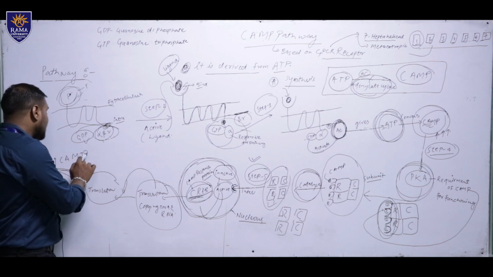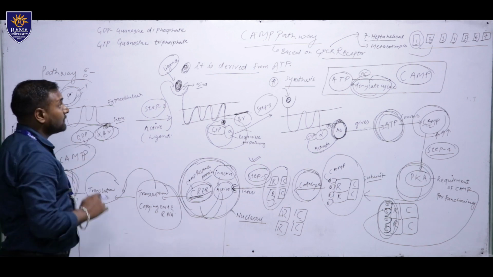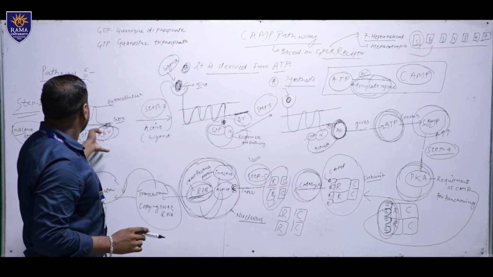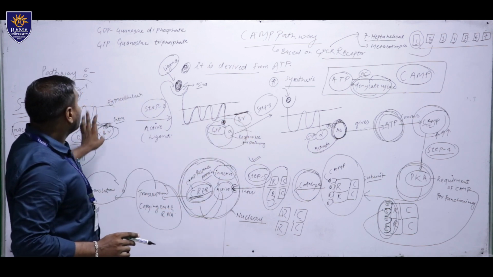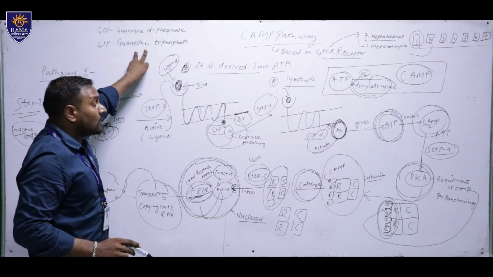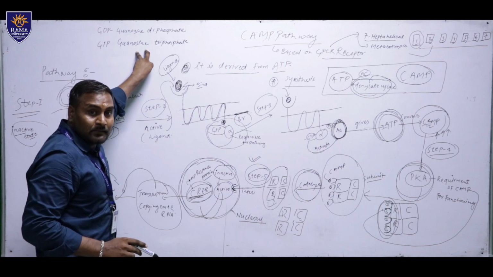That is the basic path of cyclic AMP, and its basic mechanisms are based on guanosine diphosphate and guanosine triphosphate.